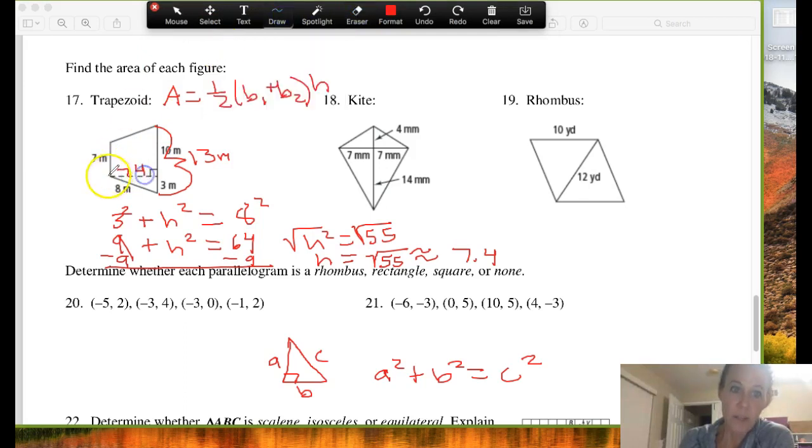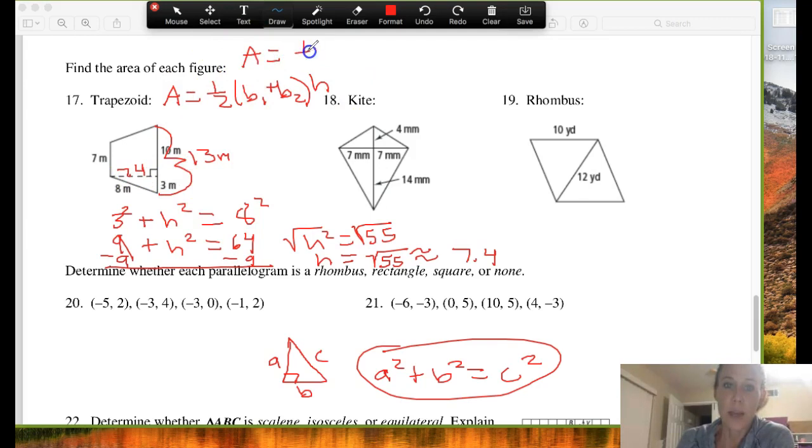So don't forget, if you have two pieces of a right triangle, you can always find the third piece using the Pythagorean theorem. All right, so we found our third piece. So now we have everything we need. So we're going to just go ahead and fill it in. The area is 1/2 base 1, which is 13 meters, plus base 2, which is 7 meters, times the height, which we just found is 7.4 approximately.